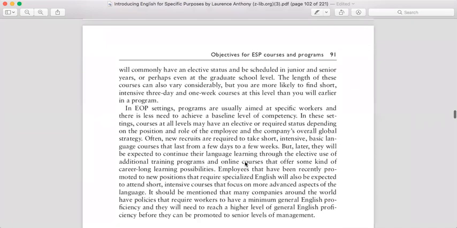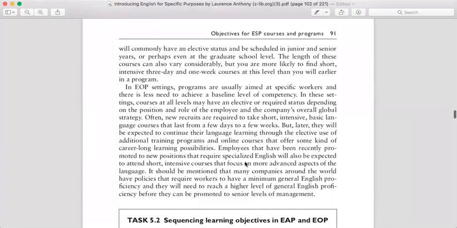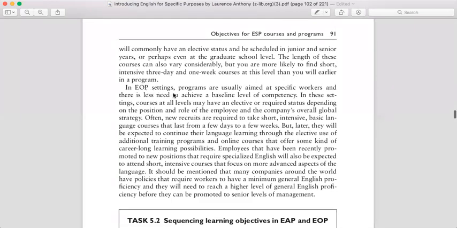Other than that, in an EOP setting the goals would be different, and in an EAP setting the goals would be different, right? These are usually aimed at specific workers, and there is less need to achieve a baseline level of competency, especially in EOP. So in this setting, courses at all levels may have an elective or required status depending on the position and role of the employee and the company's overall global strategy. So EOP courses are usually short.